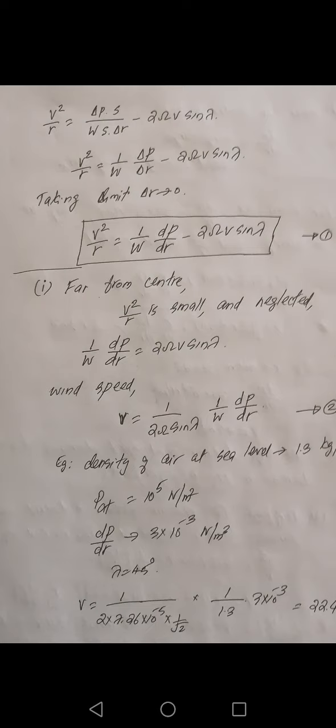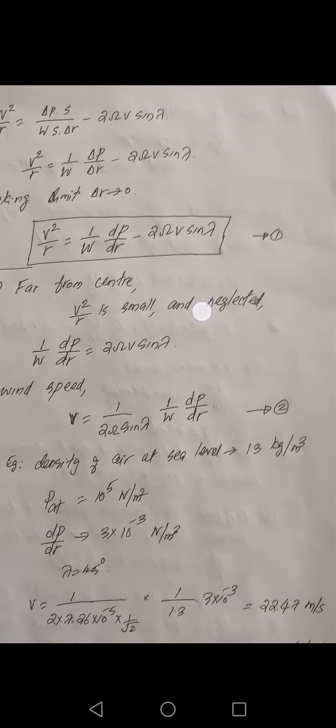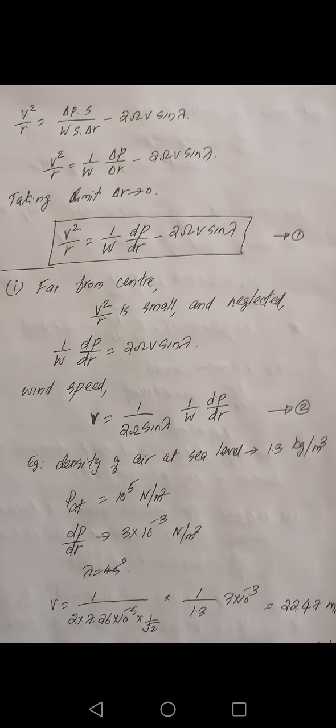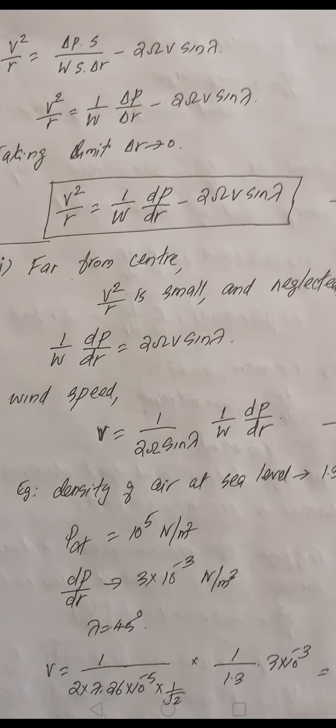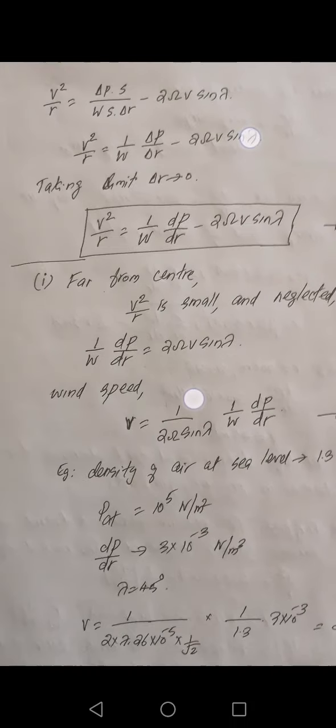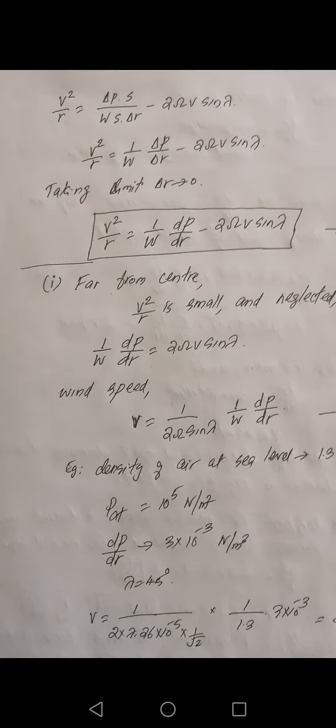Now I am taking the limit that delta r tends to 0. So in the limit delta r tending to 0, delta p by delta r is dp by dr. Therefore v square by r is equal to 1 by w dp by dr minus 2 omega v sine lambda. That is the required equation. I put it as equation 1. What is dp by dr? Change in pressure in the radial direction, that is called the gradient. Okay, all these are quantities that we can measure.